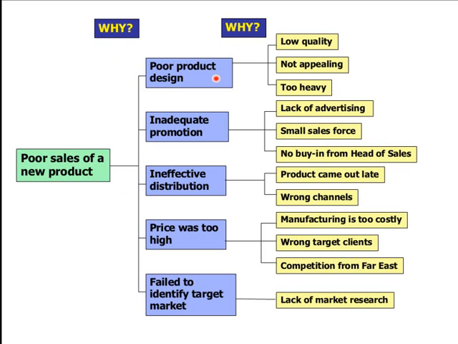Why was there poor product design? Because it was low quality. Why was it low quality? We might put over here, we used the wrong materials. Why did we use the wrong materials? We had an inexperienced buyer. Why did we, and so on. You keep going down. Here we've just shown two levels, but you can go down as many levels as you've got time. And generally, the further you go down, the more interesting insights you will reach.